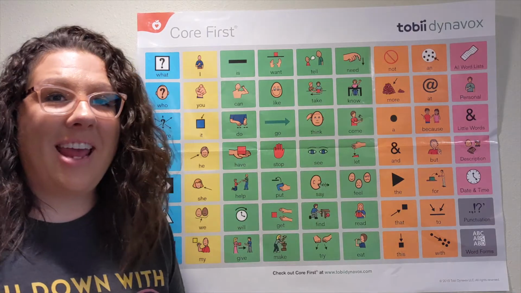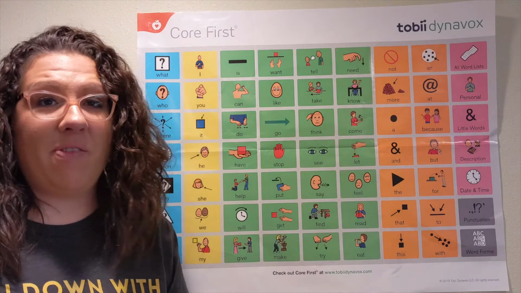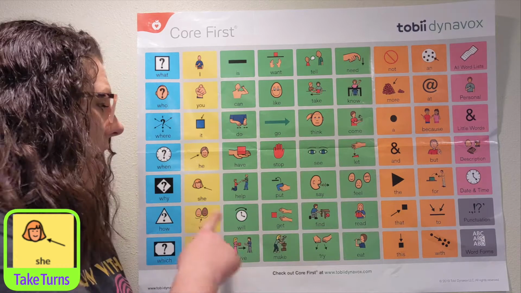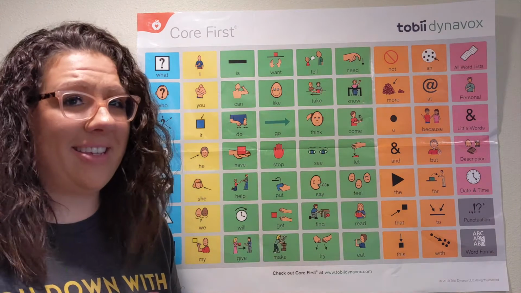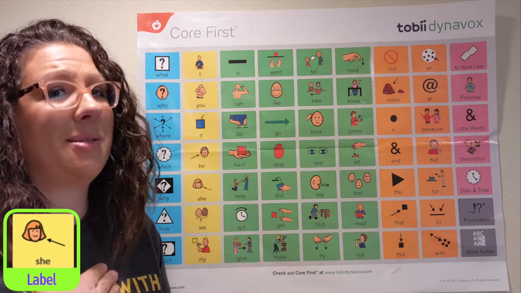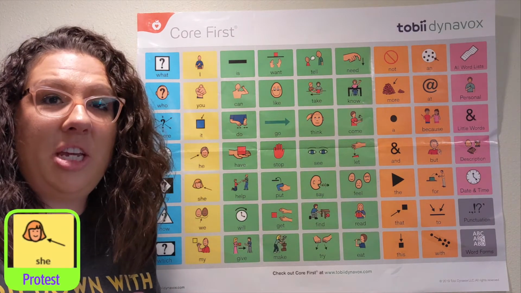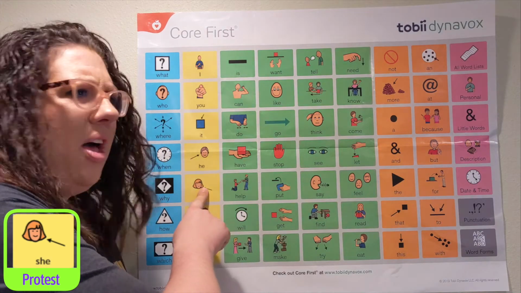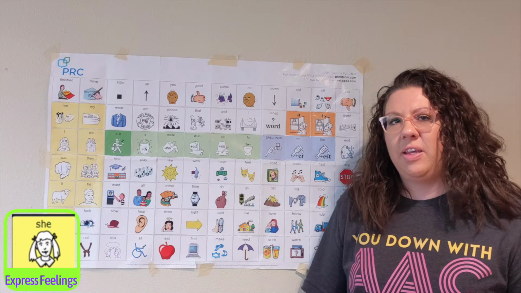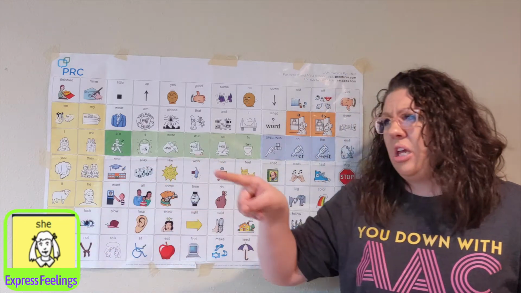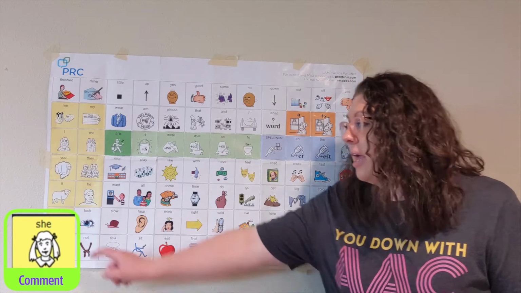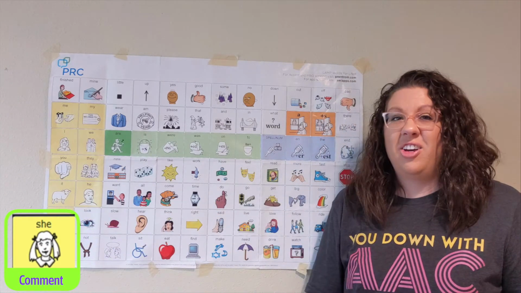Now let's use our word she for some different functions of communication. While playing a game, I could take turns and say, she goes next. I could use my word she to label and say, she is my friend. I could use my word she to protest and say, no, she can't have it. I could use my word she to express feelings and say, she hurt my feelings. I could use the word she to comment and say, she is a good singer.